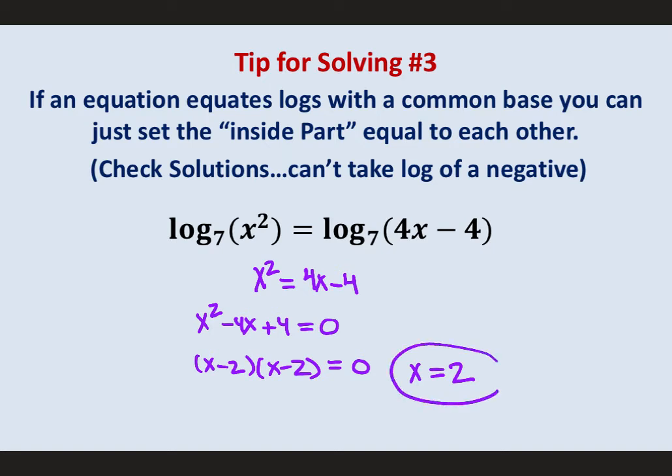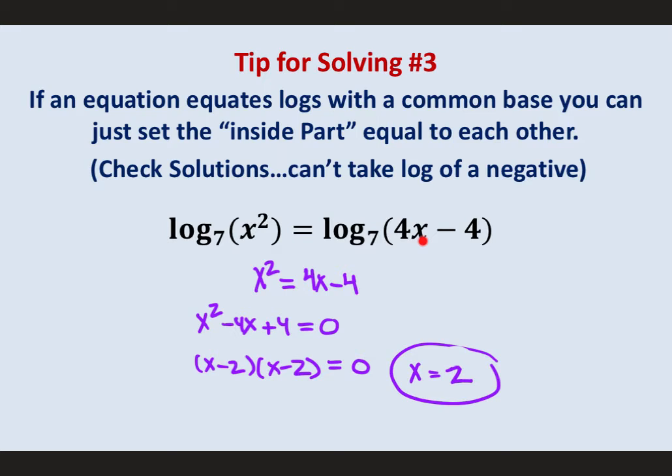Now, we're going to check this answer. So one thing we have to do is we have to check our answer, because with logs, you can only take the log of a positive value. You cannot take the log of a negative value. We can talk a little bit about that more in class if anyone's curious. But when we plug our number in here, that number that we plug in has to be a positive value. So this is x equals 2, I accidentally erased it, has to be a positive value for each log.